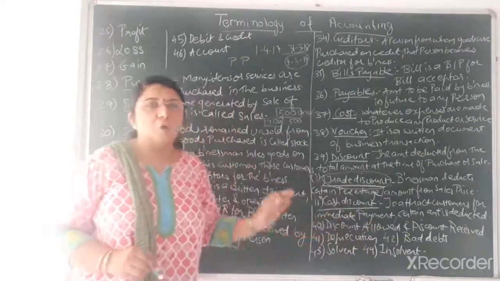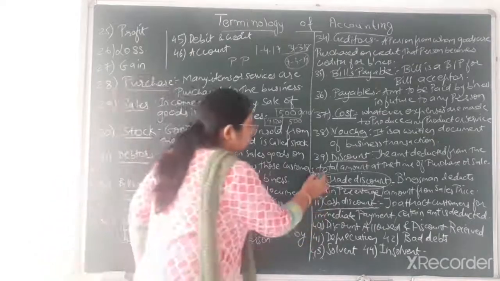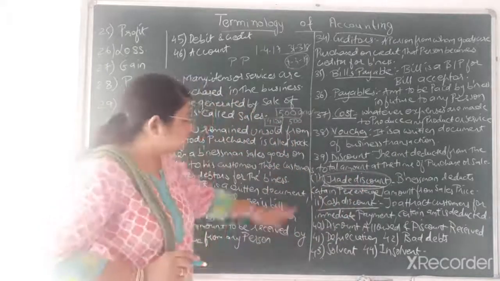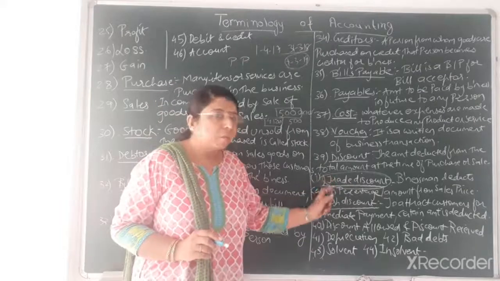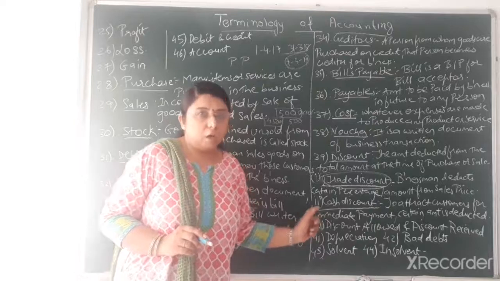Always, cash discount will be noted down in the books of accounts. Trade discount will never be disclosed in the books of accounts. That is the main difference between these two terminologies. Trade discount will not be mentioned, and cash discount will always be mentioned in the books of accounts.